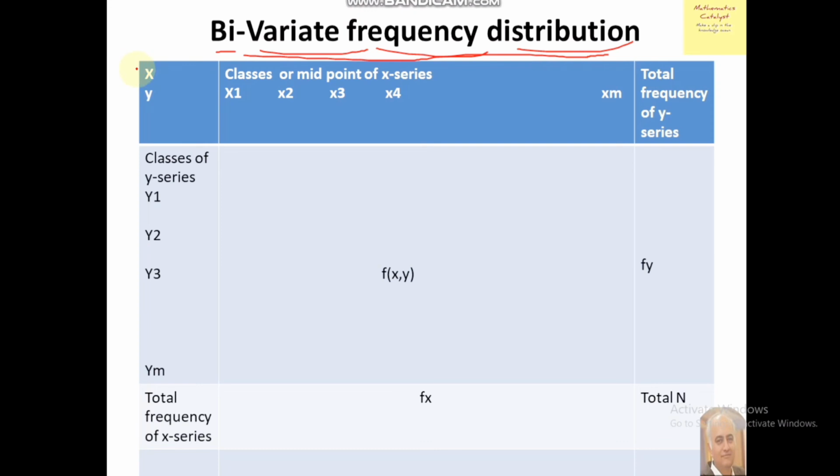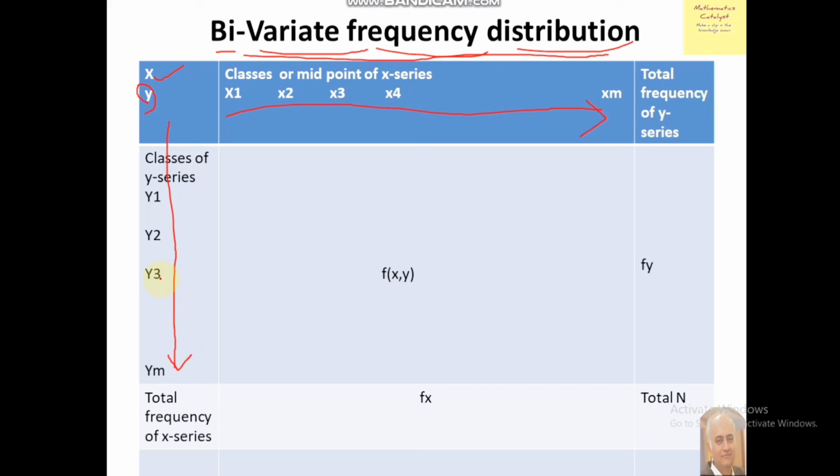मतलब here we have the row wise distribution, that is x1, x2, x3, xm, and y is the another variable which we are taking in vertical sense, y1, y2, y3, ym, right? And this is we are taking in horizontal sense. So x you are taking in horizontal sense and y is in the vertical form.